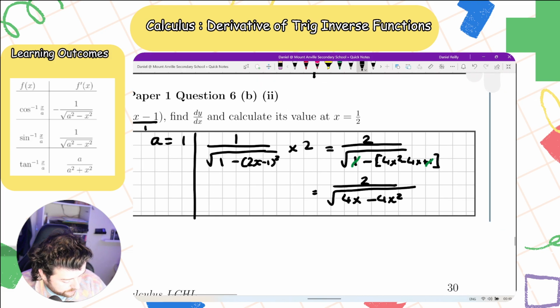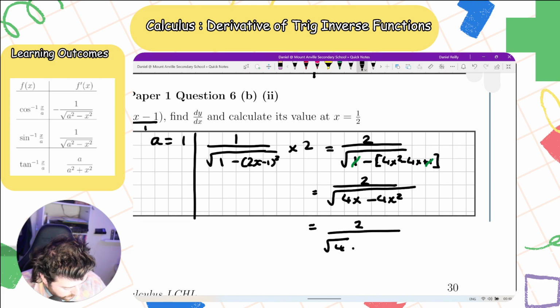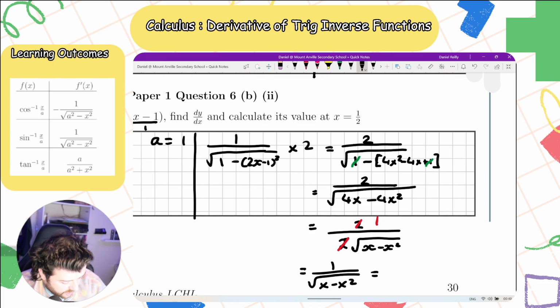Any other work I could do on this one? I don't think I need to go any further, but I'm just feeling easy. 2 over, I could factor out a root 4 here from each. Root 4 times root x minus x squared. Well, root 4 is equal to 2. And 2 divides into 2. Okay, so I'm left with 1 over root x minus x squared. Stunning.